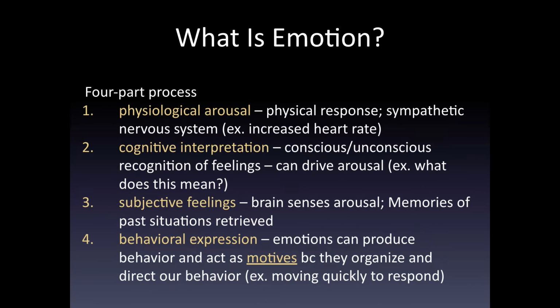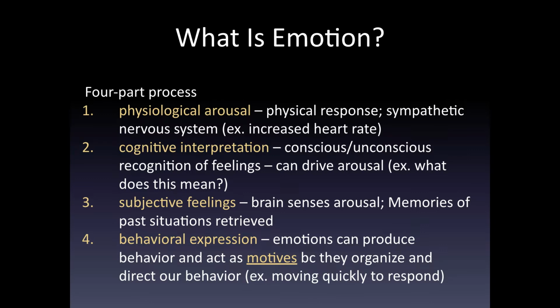So, emotion is really a four-part process that involves physiological arousal. So, it involves a physical response, increased heart rate, increased respiration, slowing of digestion. So, think about that sympathetic nervous system response. A component of all emotions is this physiological arousal.